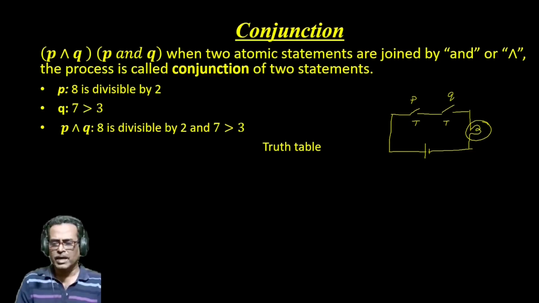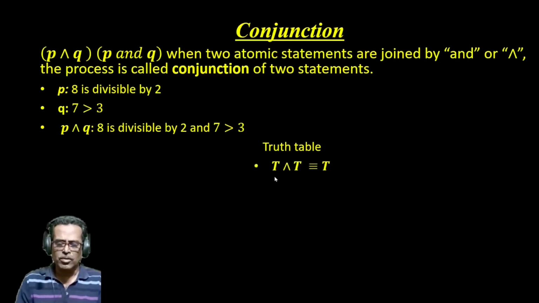So true and true is equal to true. True and false: one switch remains open, so the light will not glow, so this is false. False and true is false. False and false is false. So this is the truth table of conjunction, that is AND.